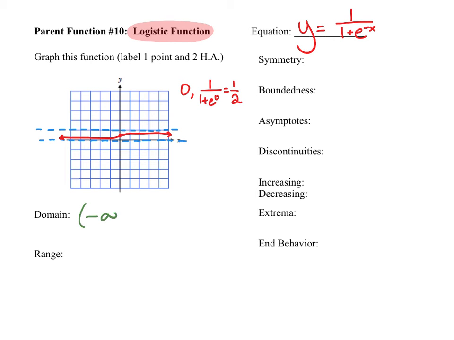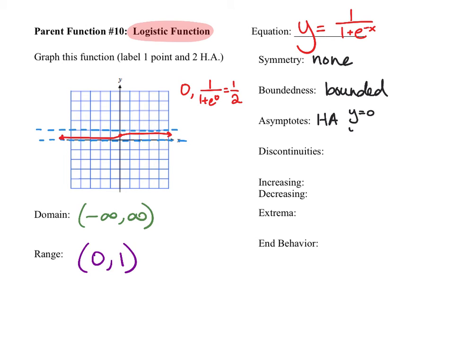Its domain is from negative infinity to positive infinity, but its range is only between 0 and 1 with horizontal asymptotes there, so it's never going to reach them. This function has no sorts of symmetry. It is bounded on top and bottom, so above and below. It has 2 horizontal asymptotes, one at 0 and one at 1. But it doesn't have any discontinuities. I didn't have to pick up my pen to draw that function.